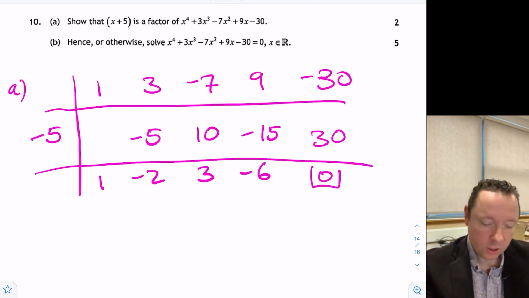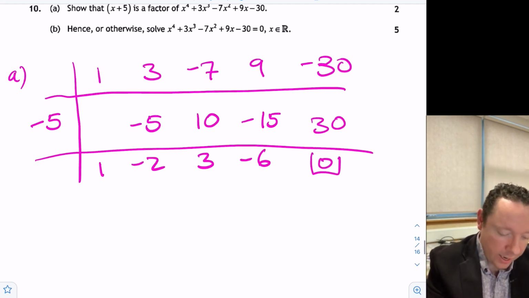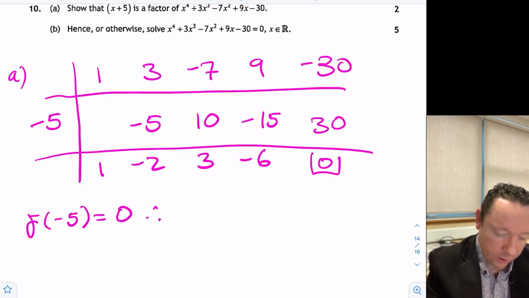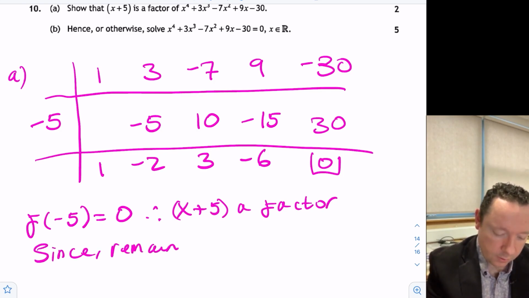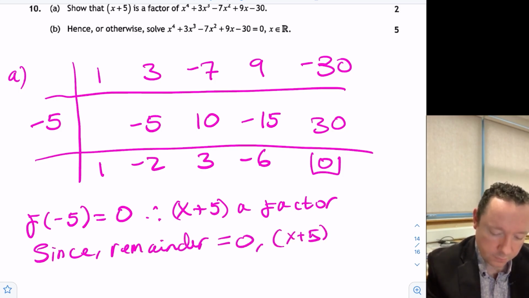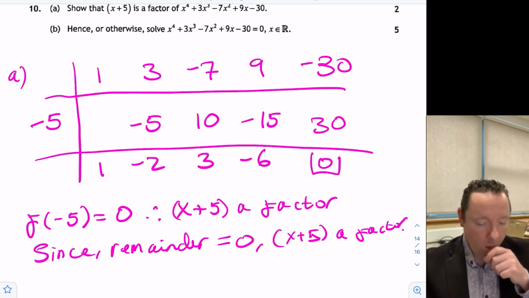Two options for your statement. You could write f of minus 5 equals 0, and therefore x plus 5 is a factor. Or the alternative is just writing since the remainder is 0, x plus 5 is a factor. Either of the options are fine, but you need to write a statement.